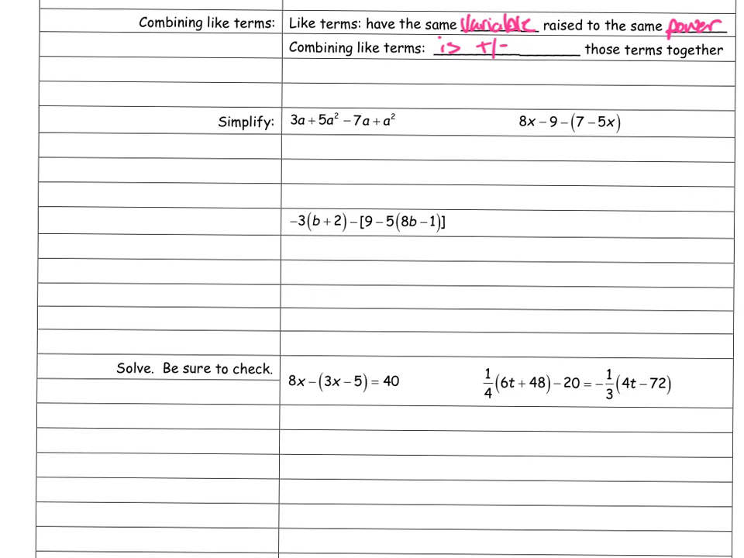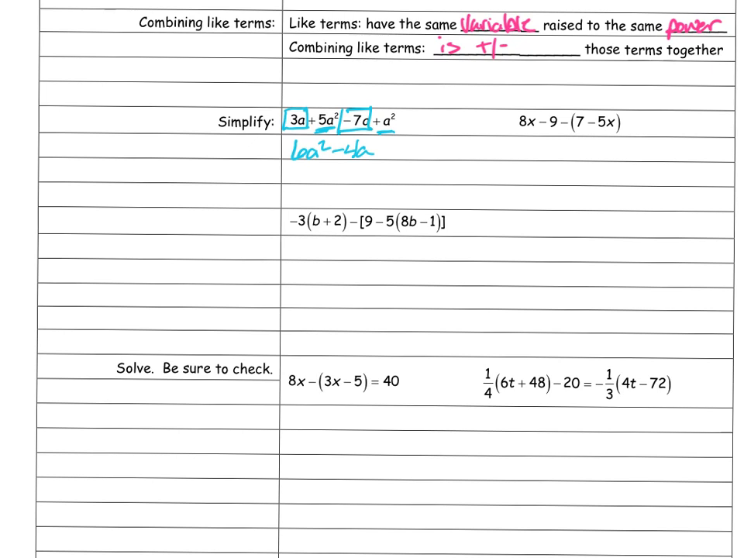On the first one, I want to find my like terms. And remember, it's the same variable raised to the same power. So I'm going to start with 5a squared, and I'm just going to underline my first one. 5a squared and a squared give me what? 5a squared plus a squared gives me 6a squared. Beautiful. And then I have 3a and negative 7a. Same variable to the same power. So 3a minus 7a is negative 4a. And I'm done. Because there's no equal sign, I don't have to solve. That's all we're doing, just simplifying.